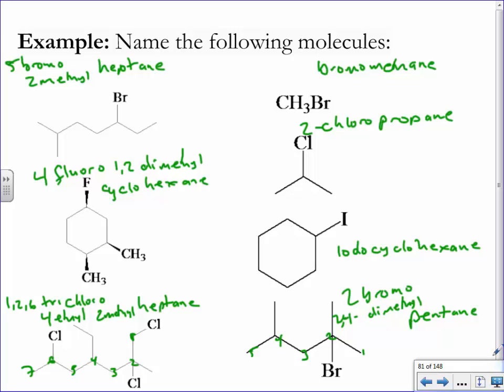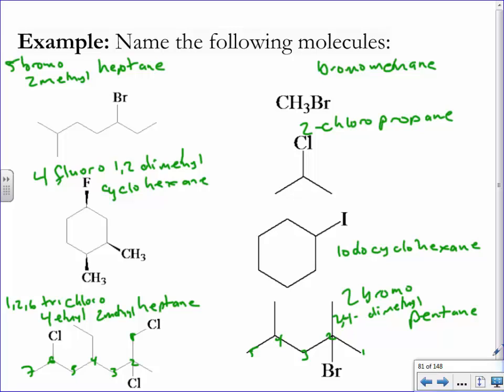So this one right here is a very similar scheme. You can start counting around the circle, and I think the lowest number combination you can have is to go 1, 2, skip 3, and 4. I mean, you could go 1, 2, 3, 4, but 1, 2, 4 is better than 1, 3, 4. So I'm going to start here with a 1, 2. That's where the dimethyl came in.